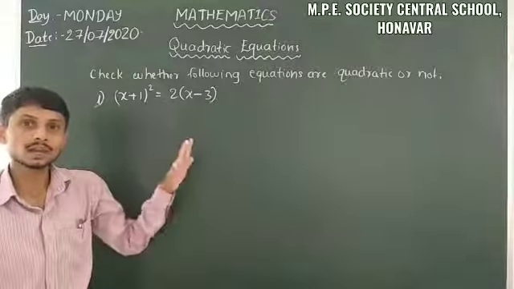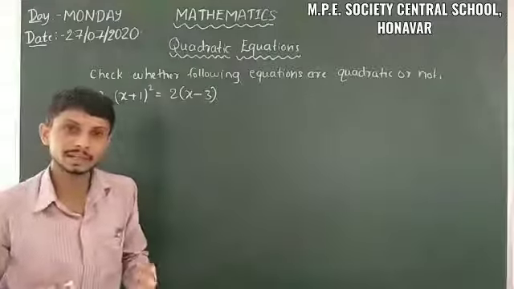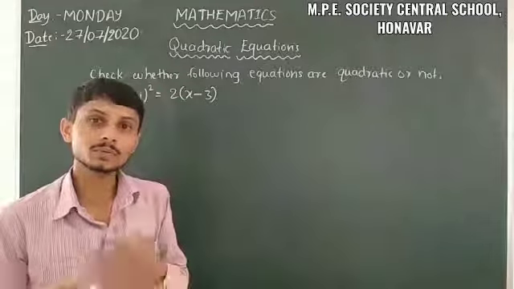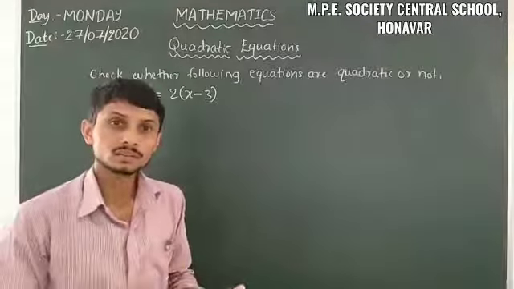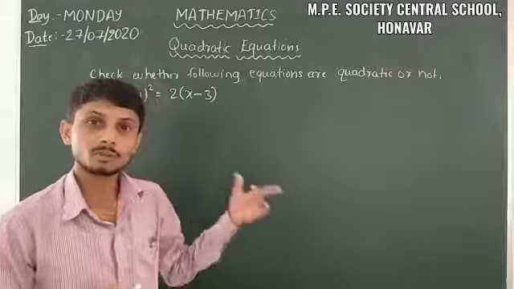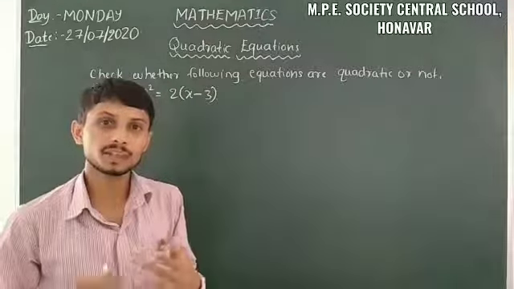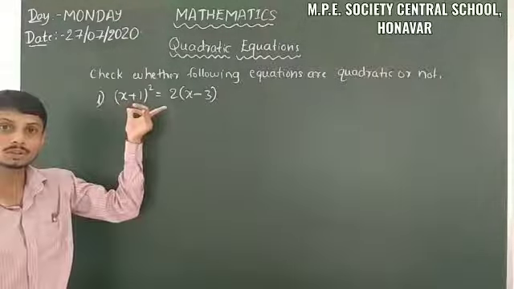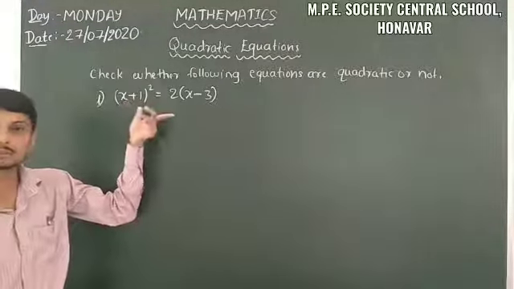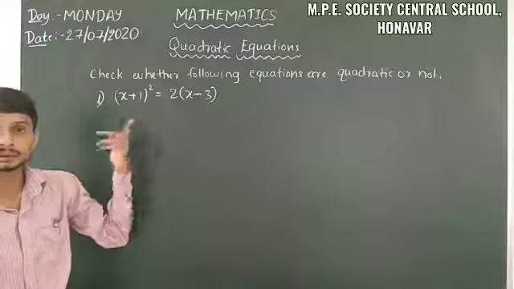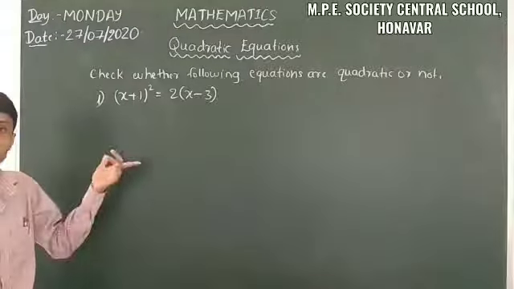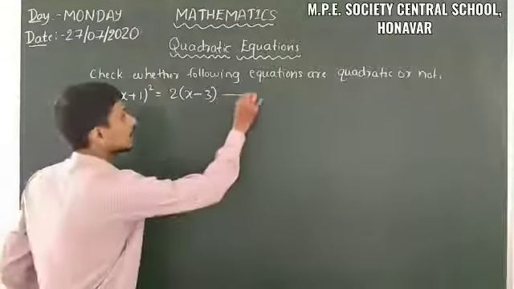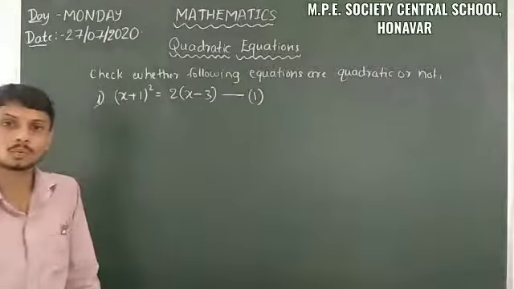For that we have to use some algebraic identities and techniques to multiply, to check whether the problem or equation is in the form of a quadratic or not. Firstly observe here, it's in the form of (a + b)². So (x + 1)² means it's in the form of (a + b)². Just insert the value of (x + 1)². I will take this equation as equation number 1.